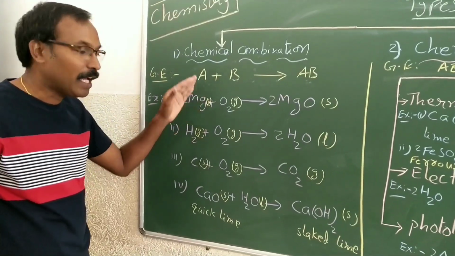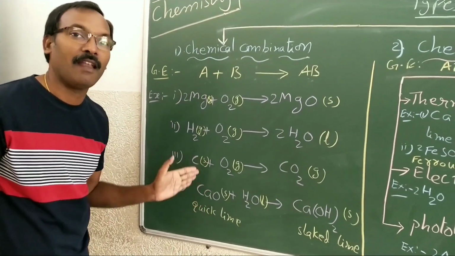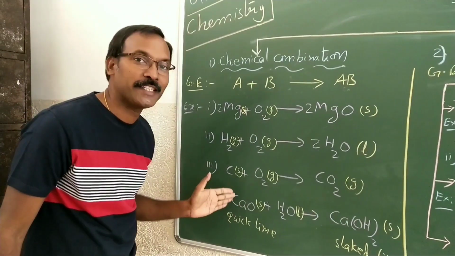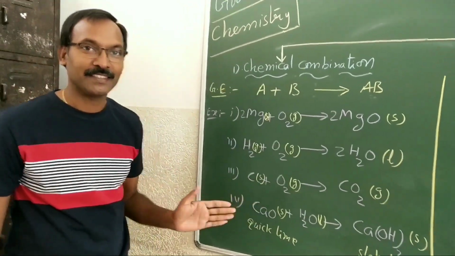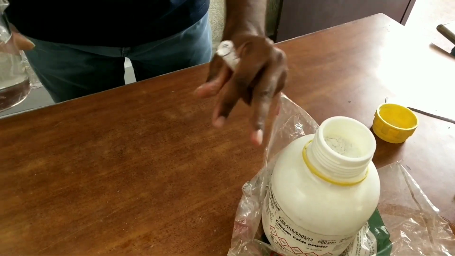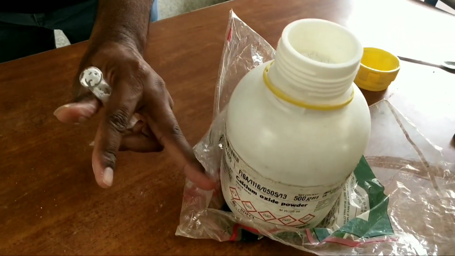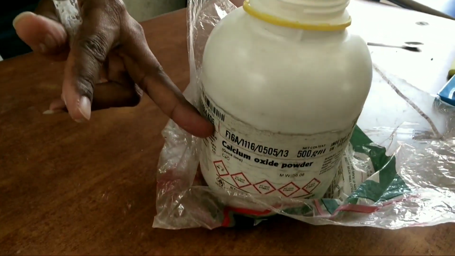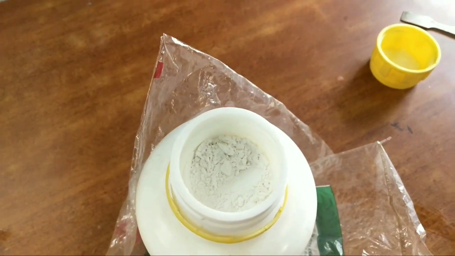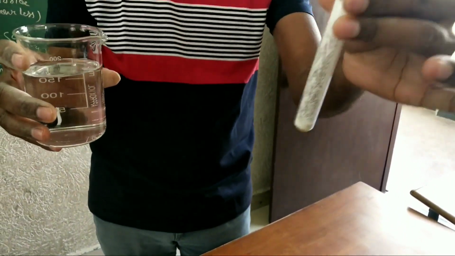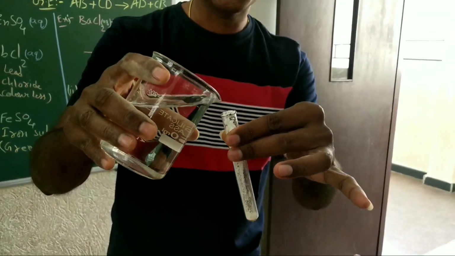Now let us see one of these chemical reactions live, how the reaction takes place, with an activity. Okay children? This is calcium oxide, which is also known as quicklime. See the powder how it is. I took a small quantity of calcium oxide into a test tube. I am adding water to this.